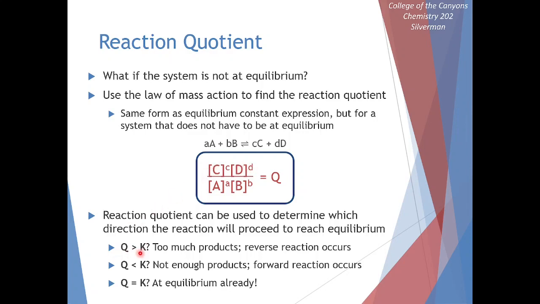If Q is too big, we will do the reverse reaction in order to reach equilibrium. Alternatively, if our Q value is too small, smaller than the equilibrium constant, that means we have too much of this denominator, too much of our reactants, not enough of our products. If our Q value is too small, we will go forward until we reach that equilibrium state. What does it mean to be at equilibrium? Well, that's when our Q value is exactly equal to K.